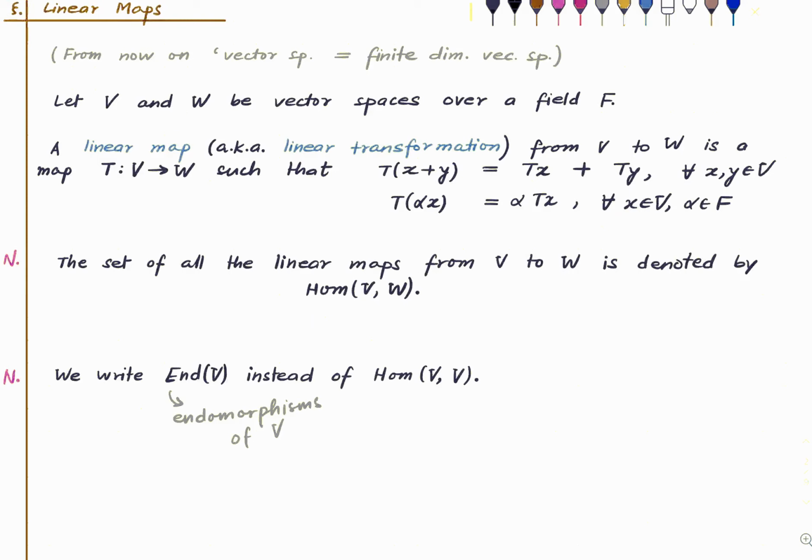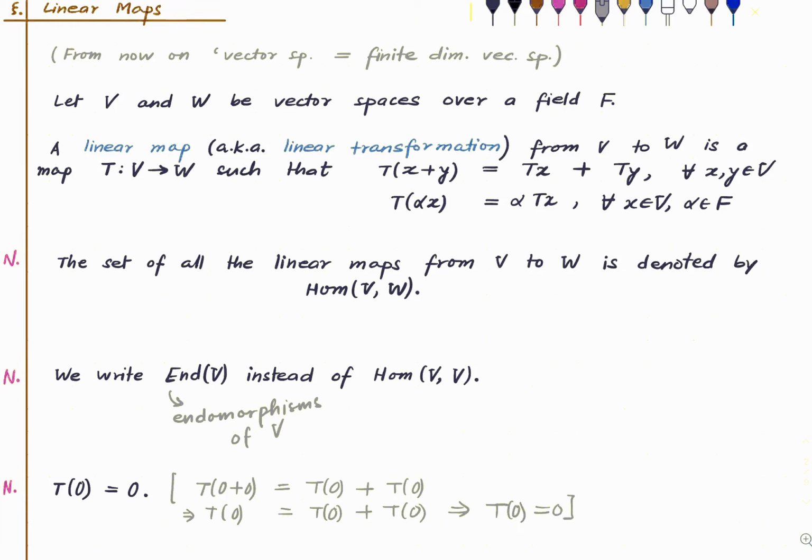So note T of 0 is 0. Why is that? The reason is T of 0 plus 0 is T0 plus T0, but 0 plus 0 is 0, so we get T0 is equal to T0 plus T0, and that implies T0 is 0. So any linear map will always take the 0 vector to the 0 vector.